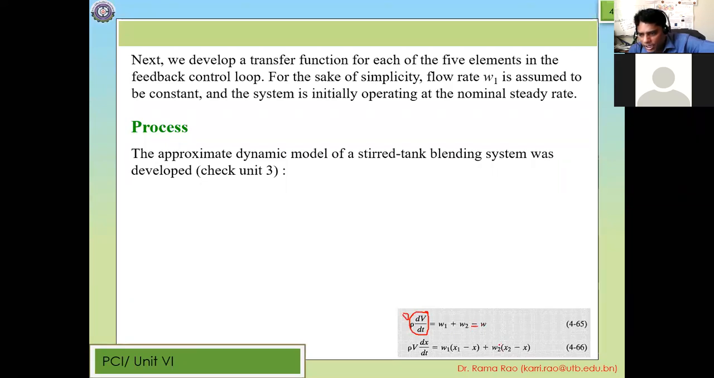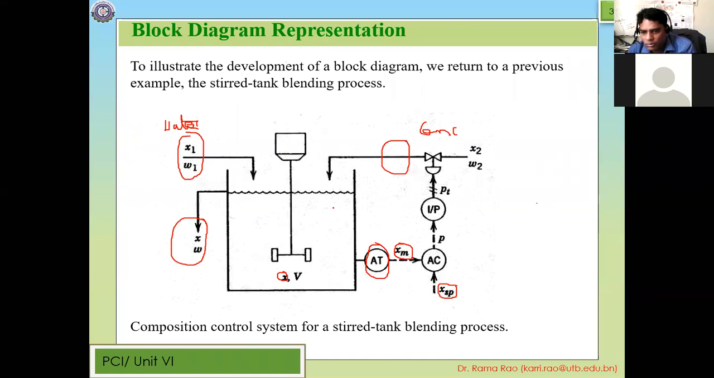If you substitute W in the second equation and rearrange it, you get a term W1 times (X1 minus X) plus W2 times (X2 minus X). So this is the component mass balance for this system. Here we don't need to do an energy balance because there is no information about temperature. We don't know the temperature of the inlet or the outlet, so we don't have to worry about the thermal or energy balance.